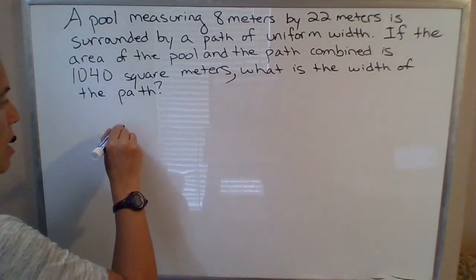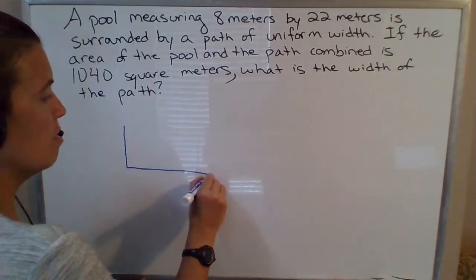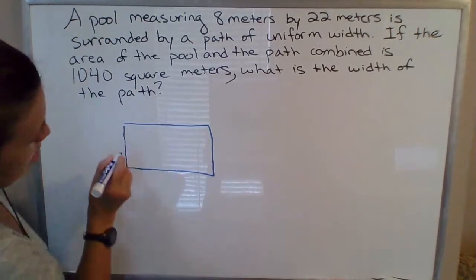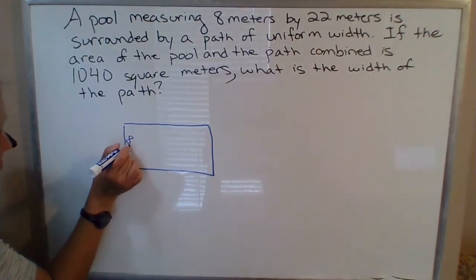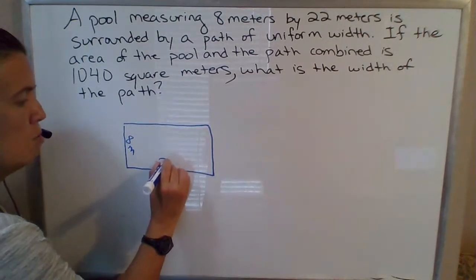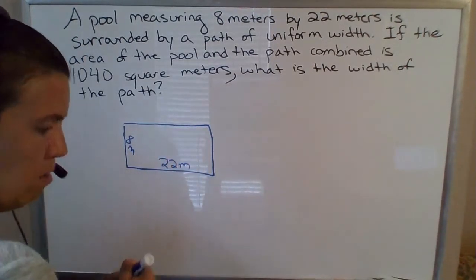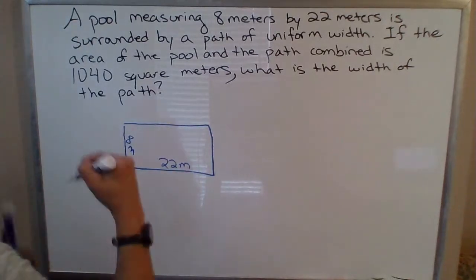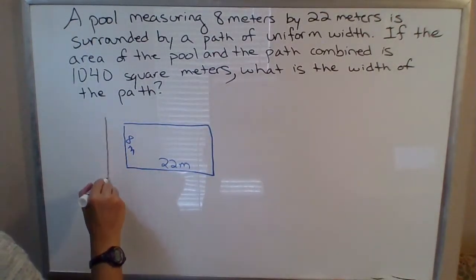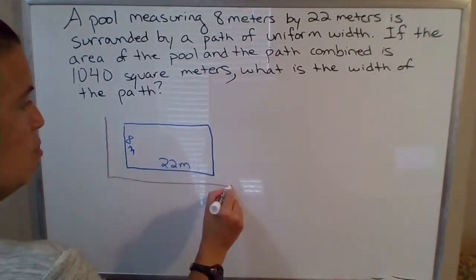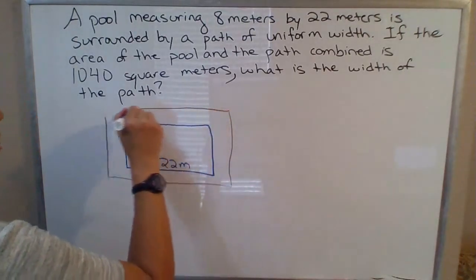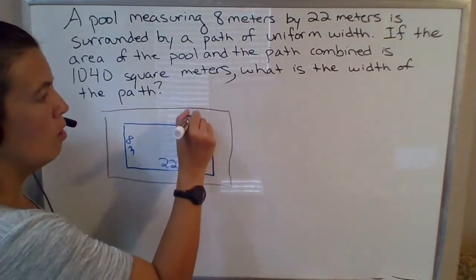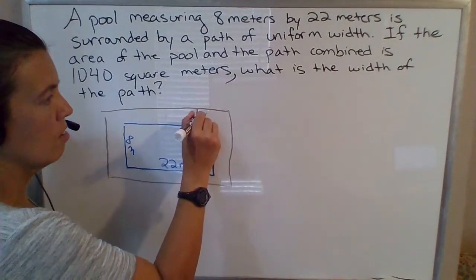It's nice to start with a diagram for these types of problems. So we've got a pool that measures 8 meters, so let's say this dimension here is 8 meters by 22 meters, surrounded by a path, I even have a brown marker here, of uniform width. So same width all the way around. Pretend like that's uniform width. And we're solving for the width of the path. So I'll call the width of the path here x.